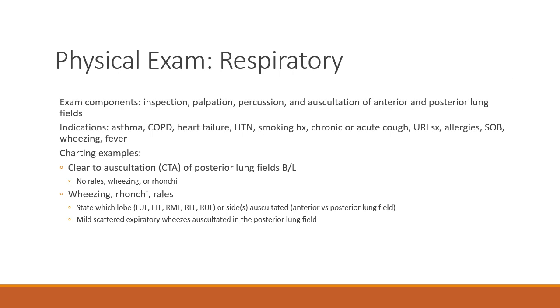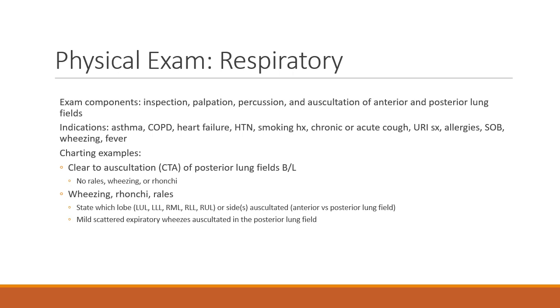An example of a normal finding for auscultation includes CTA, or clear to auscultation of the posterior lung fields bilaterally, or BL. If you auscultate both lung fields, make sure you write in both. So if you auscultate both anterior and posterior, make sure that you specify that.